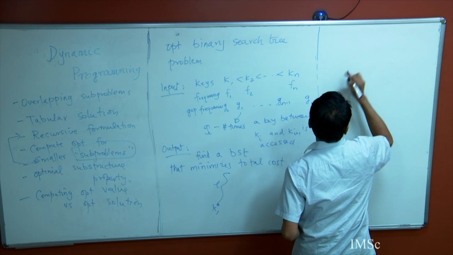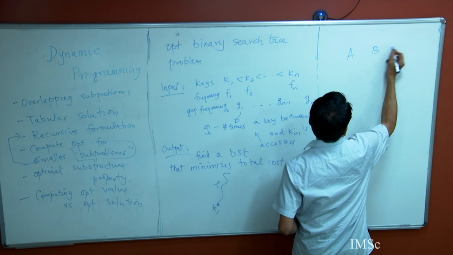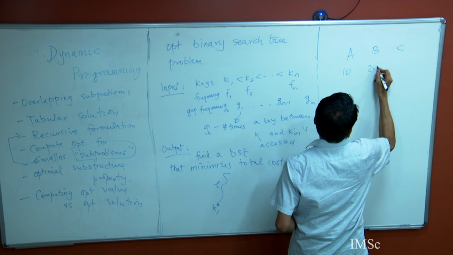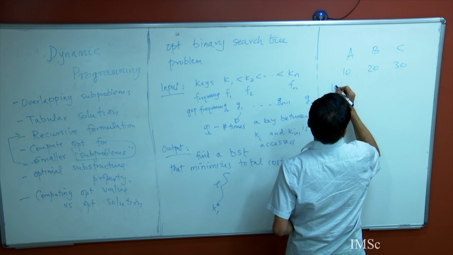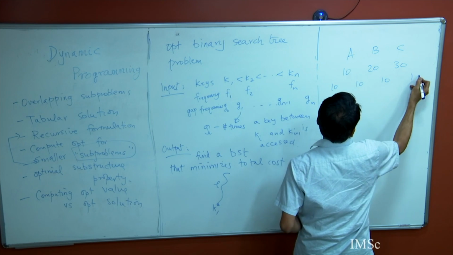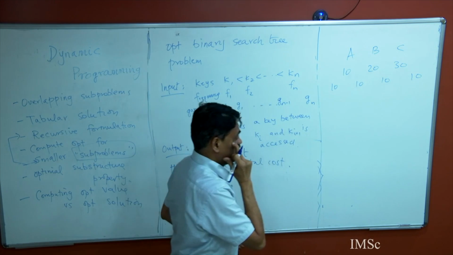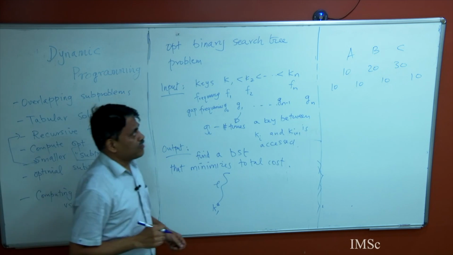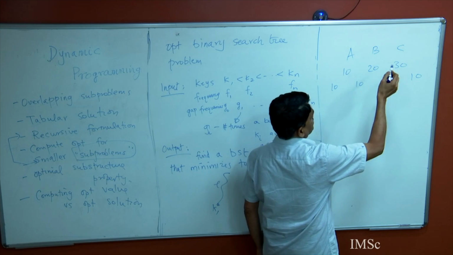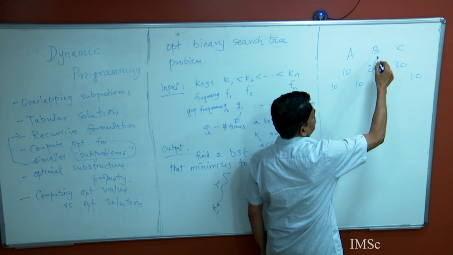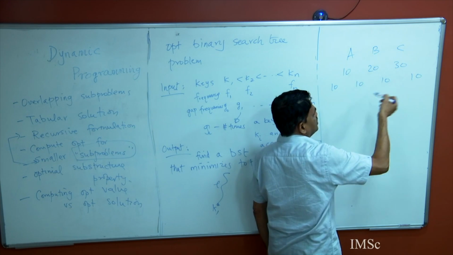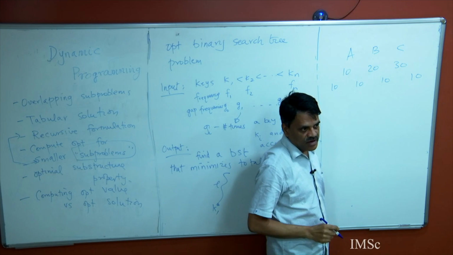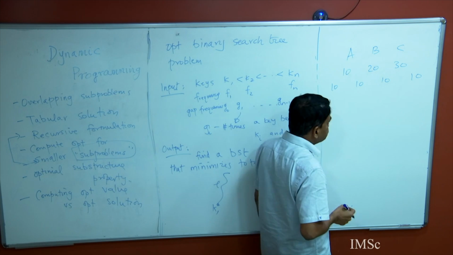Let's say I have these 3 keys. There are 100 accesses, and if these 3 keys are A less than B less than C, A is going to be accessed 10 times, B is accessed 20 times, C is accessed 30 times, and these gaps are accessed 10 times. Okay.